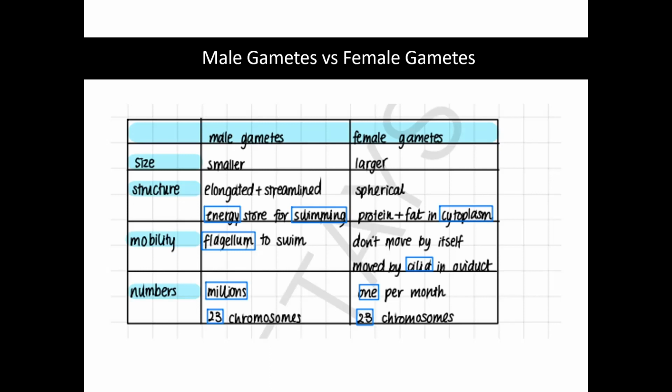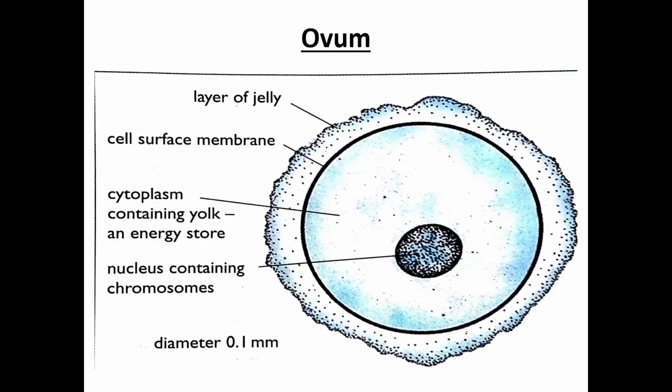And the female gamete is much larger, therefore it's much more spherical, and contains a lot of protein and fat in the cytoplasm. It doesn't move itself, but it's moved by the cilia. What is that linked to? The ciliated cells in the oviduct. And it's one per month, and again, half set of the chromosomes, 23.